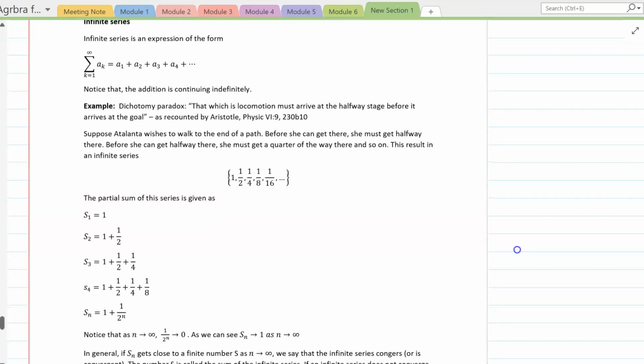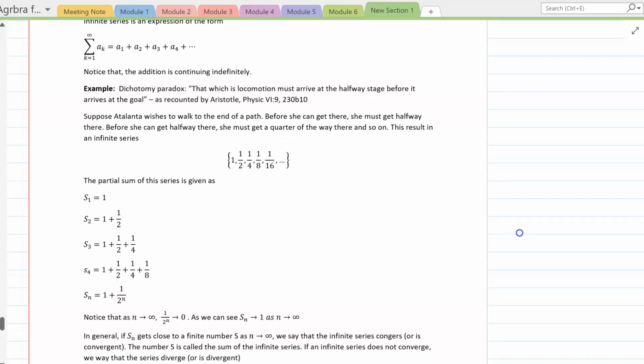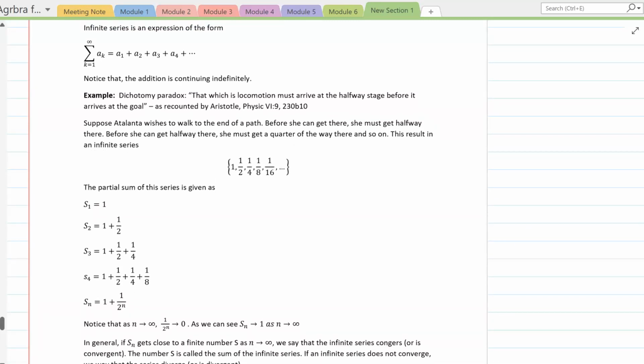For example, there is this paradox that a body in locomotion must arrive at the halfway stage before it arrives at the goal. Say you stand here and you want to get to this door. In order to get to this door, you have to make it halfway to the door. After that, you have to make it a fourth of the way to the door, then an eighth of the way, and so on and so forth.